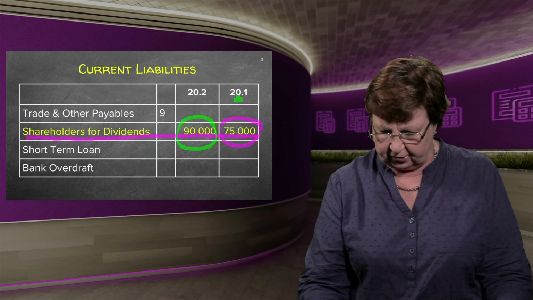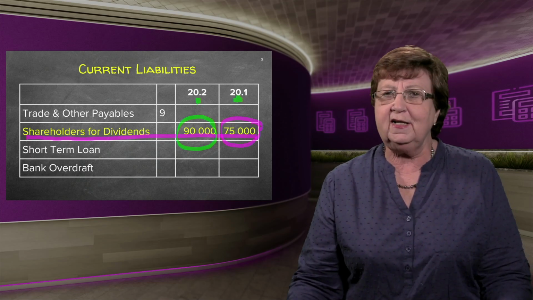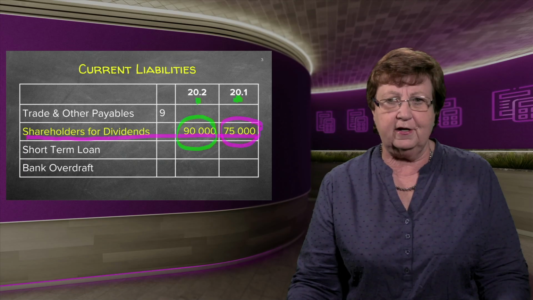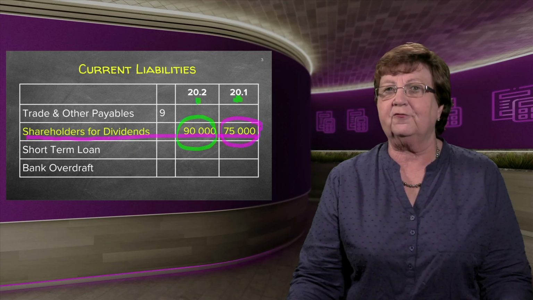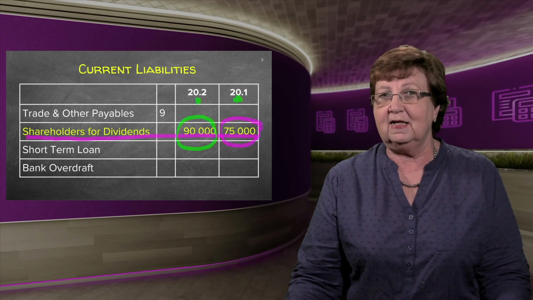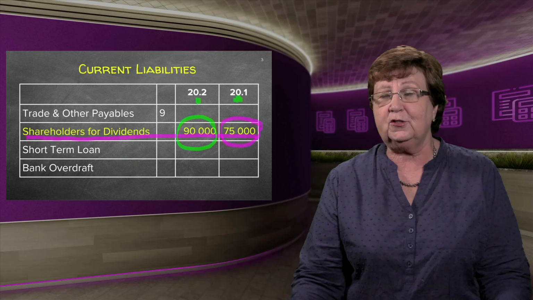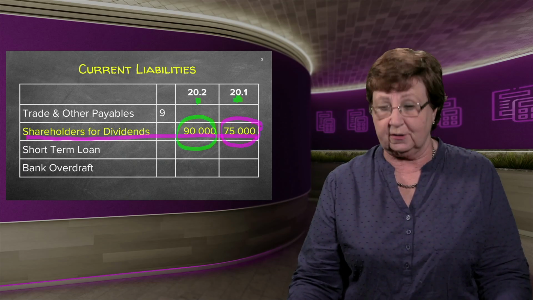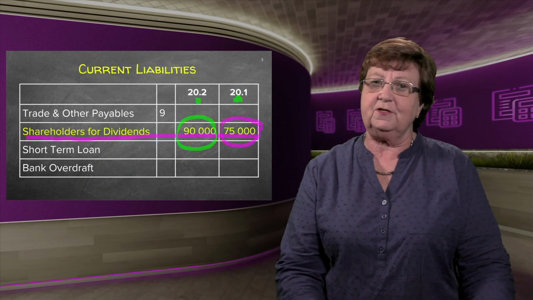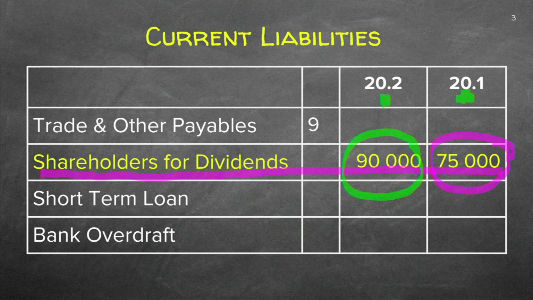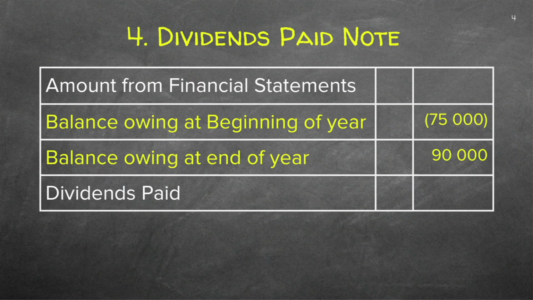Just to clarify, 21 and 22, we're talking about financial years, which runs from the 1st of March to the 28th of February of the following year, as opposed to the fiscal year, which runs from the 1st of January to the 31st of December. So let's see what we're going to do with the 75,000 and the 90,000 in the next slide.